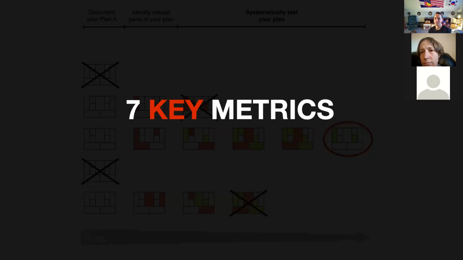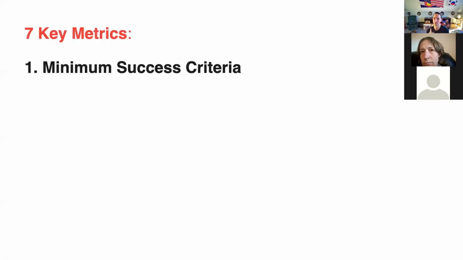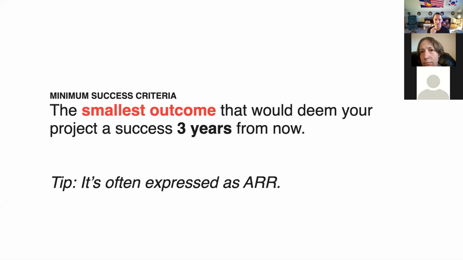So there are kind of 7 key metrics to keep in mind, but in reality, there's actually not 7. You're going to see in a second. But the first one is probably the most important, and that's the minimum success criteria. It is the smallest outcome that would deem your project a success 3 years from now. Usually, but not always, this is expressed as annual recurring revenue. Okay.